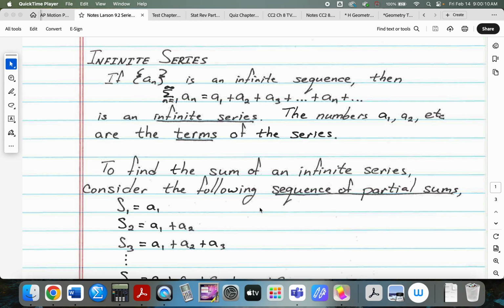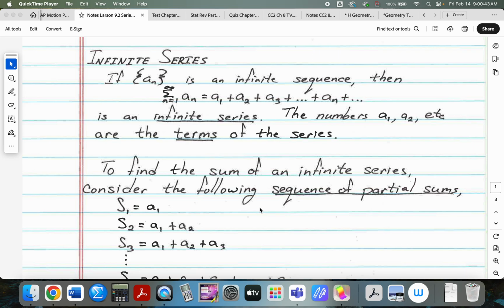So if we have an infinite sequence a sub n, then the summation as n goes from 1 to infinity of a sub n, which is the sum of all of the terms of that sequence, is called an infinite series. So an infinite series is just the sum of the terms of an infinite sequence. So the numbers a sub 1, a sub 2, etc. are called the terms of the series. They were also called the terms of the sequence.